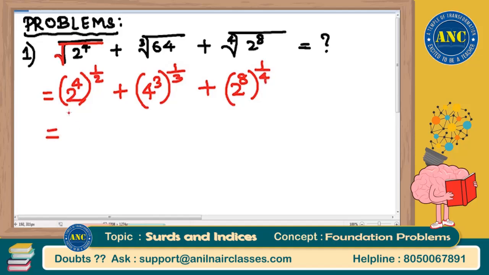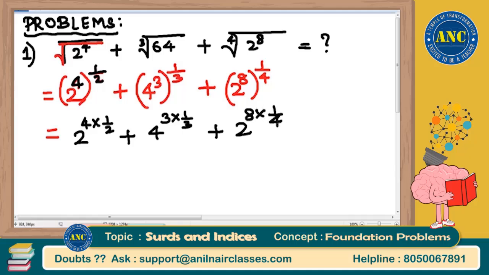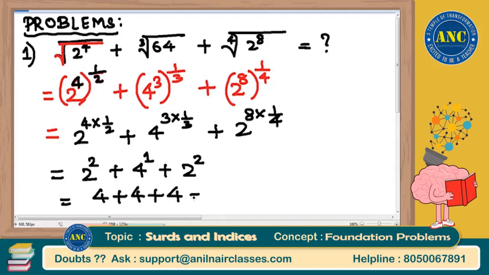Now, I also told you that a power m whole power n is nothing but a power m into n. So, it is 2 power 4 into 1 by 2, 4 power 3 into 1 by 3, 2 power 8 into 1 by 4. You need not write all these things in the exam. I am writing for your understanding for the first question. So the first power is 4 into 1 by 2, which is 2. Then 3 into 1 by 3 is 1, and 8 into 1 by 4 is 2. So it is 2 square plus 4 power 1 plus 2 square. Answer for the first question is 12.